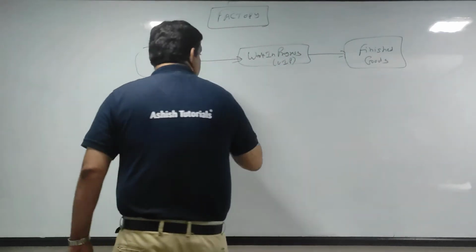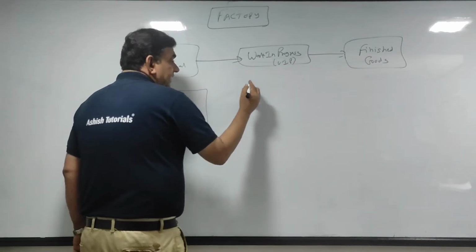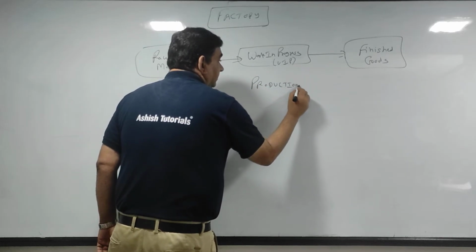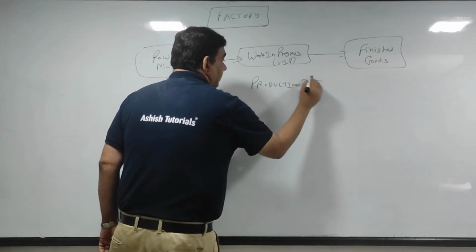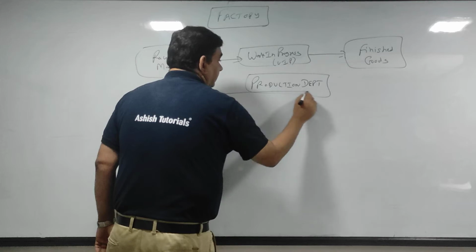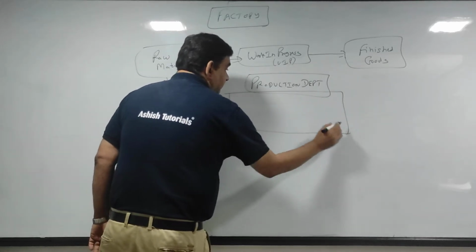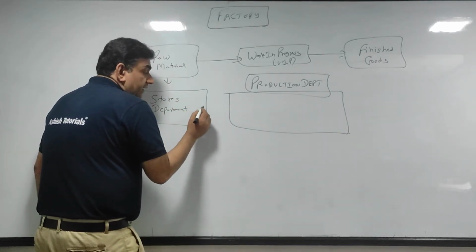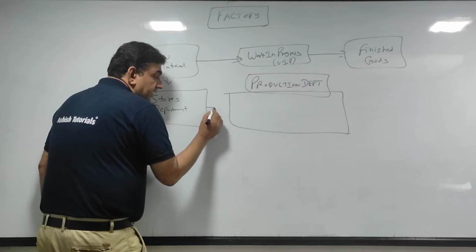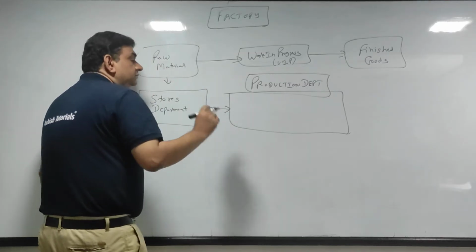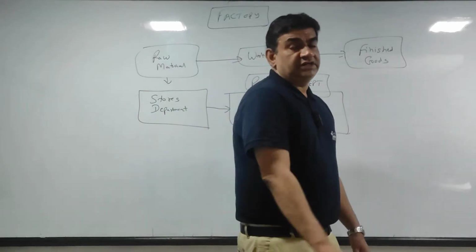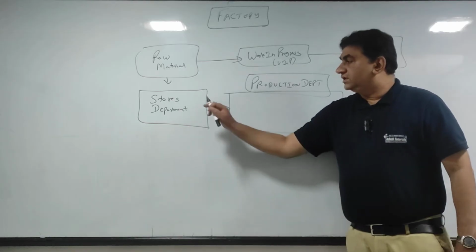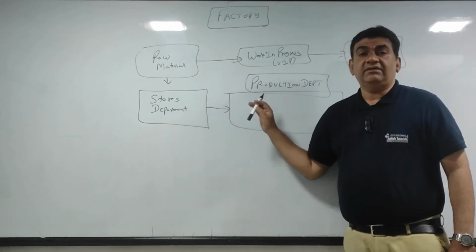Now, ये जो मैंने बोला, raw material gets further processed. That process takes place in the production department. अभी देखो, store department में material आया. After getting material in the store department, the material gets transferred to the production department.